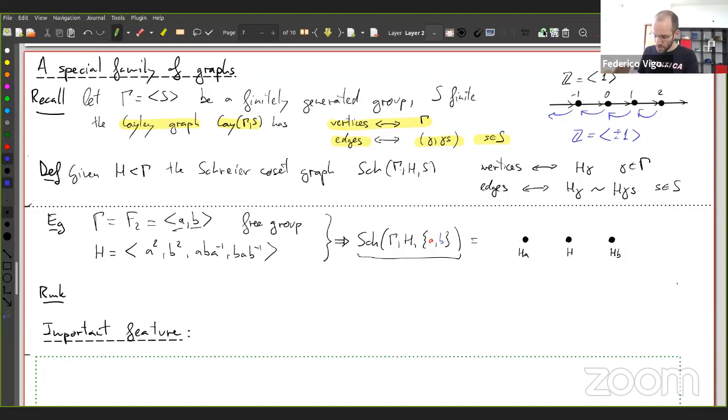We have red edges that denote A. If you start at H, you have one red edge that goes to HA, and if you go with A again from here, since A squared is in H, you go back. And if you start from HB and you do A, you end up where you started. Similarly, if you start from H and multiply by B, you go to HB, and if you multiply by B again, you go back to H. And if you start from HA, multiplying by B takes you back to itself.